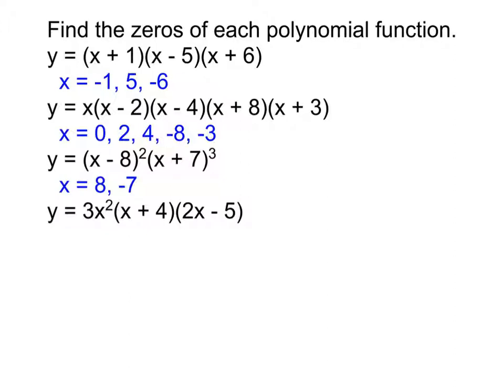Now you could list them separately if you wanted to. You could list the repeats. Some people will do that. That's fine. If you did that, you'd have 8, 8, negative 7, negative 7, negative 7. You'd have to have 1 for every exponent that shows up here.